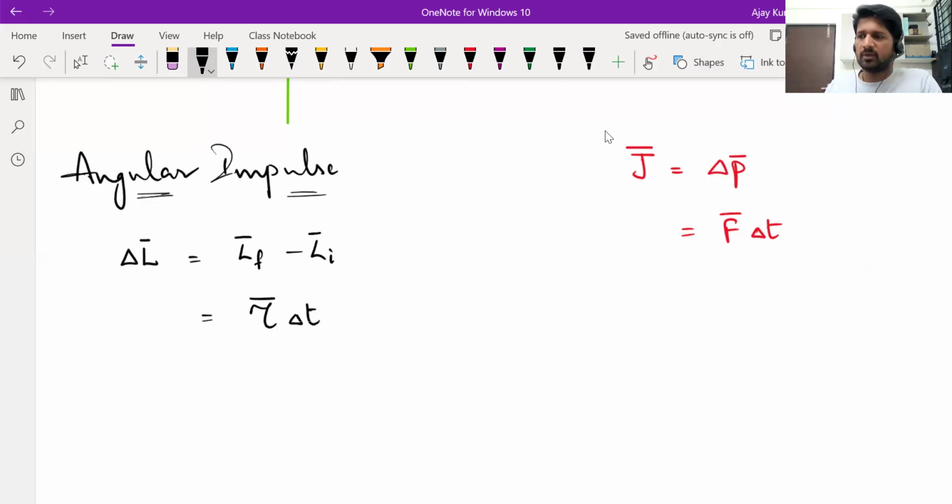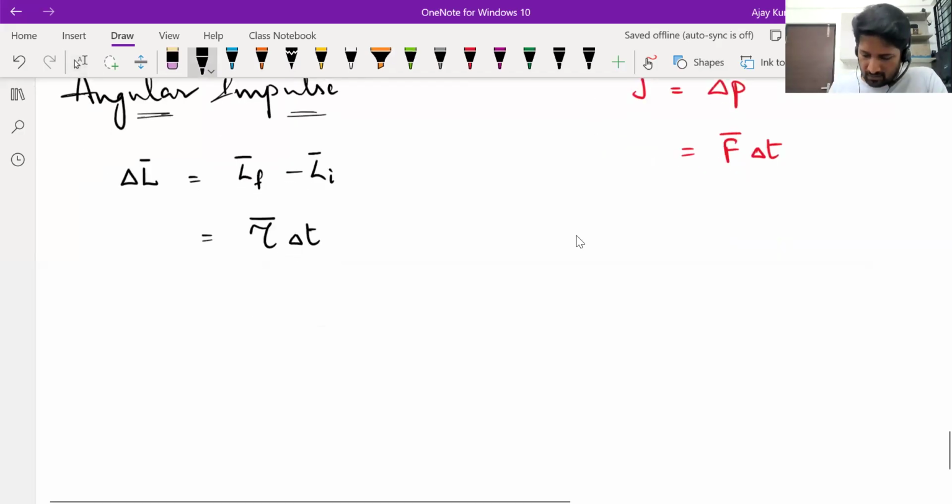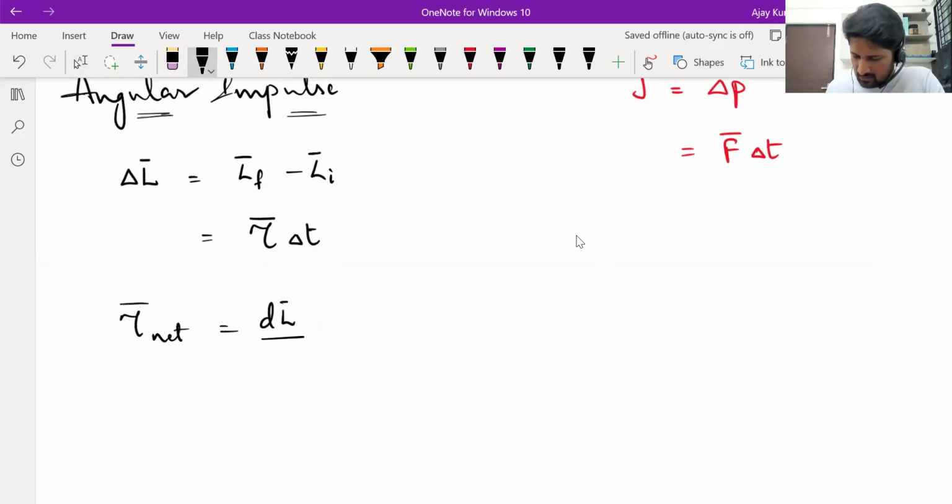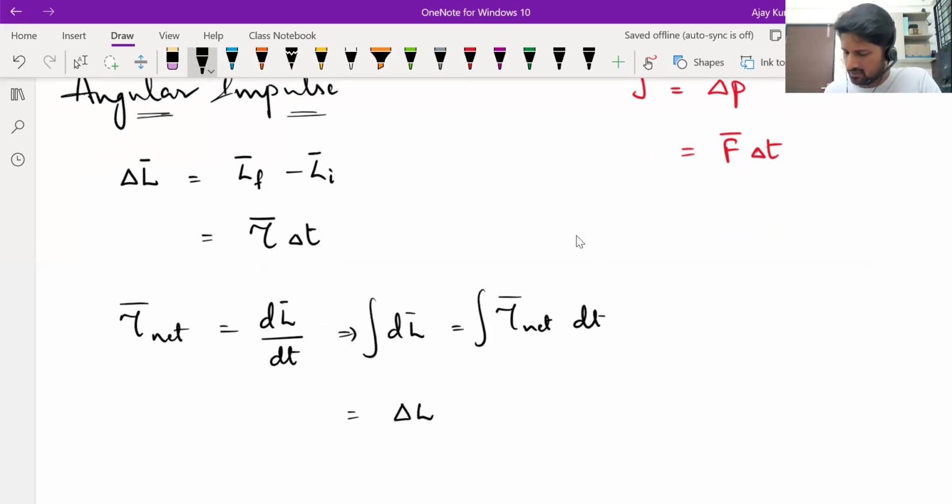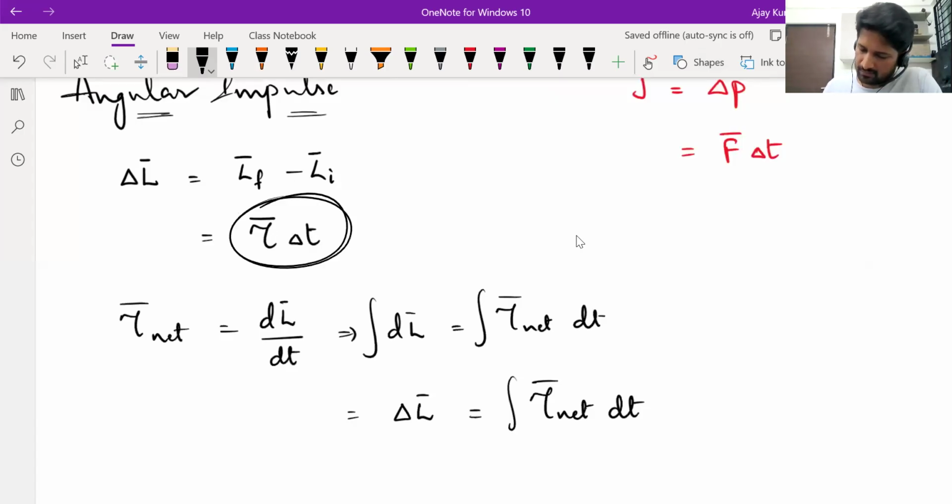Okay. Just like force multiplied with time for which it acts gives you change in linear momentum, torque multiplied with time gives you change in angular momentum. It basically comes from this. Net torque is dL by dt. Therefore, dL, small change in angular momentum, is net torque into dt. Integrate that. You will get the total change in angular momentum, which is basically angular impulse, is integral net torque dt. If the torque is constant, you can write it this way.